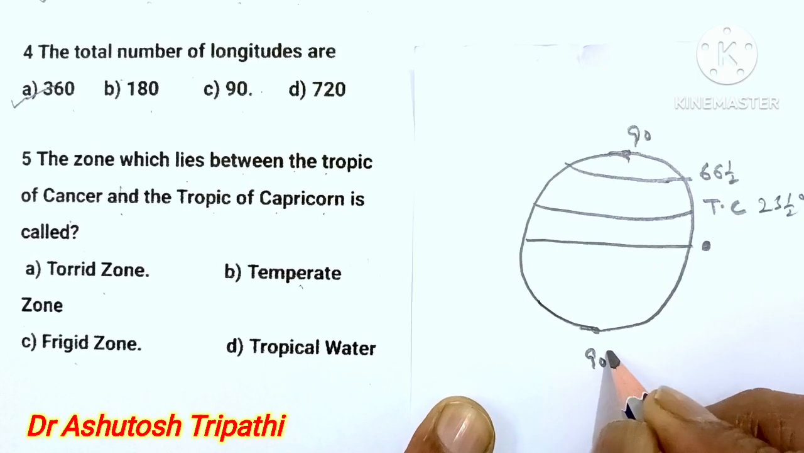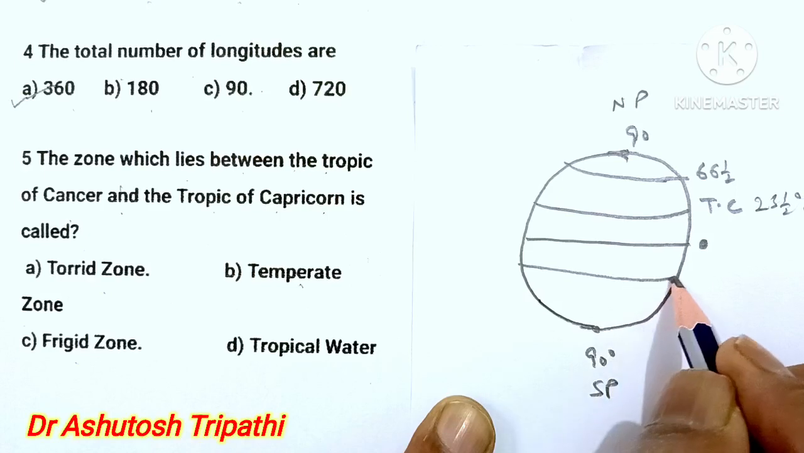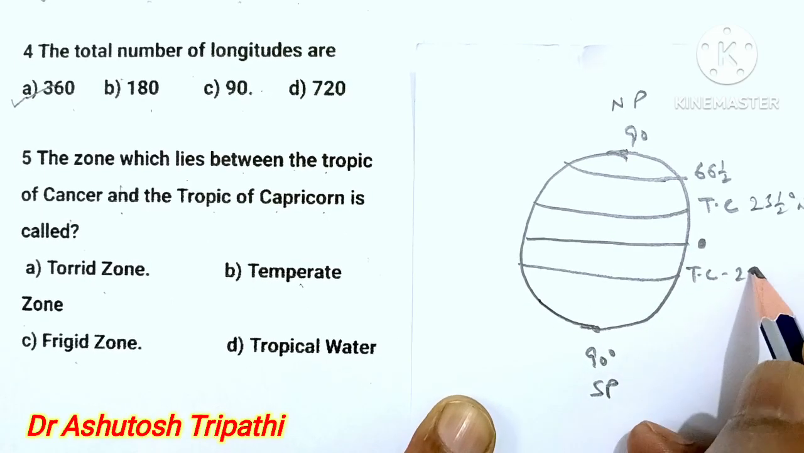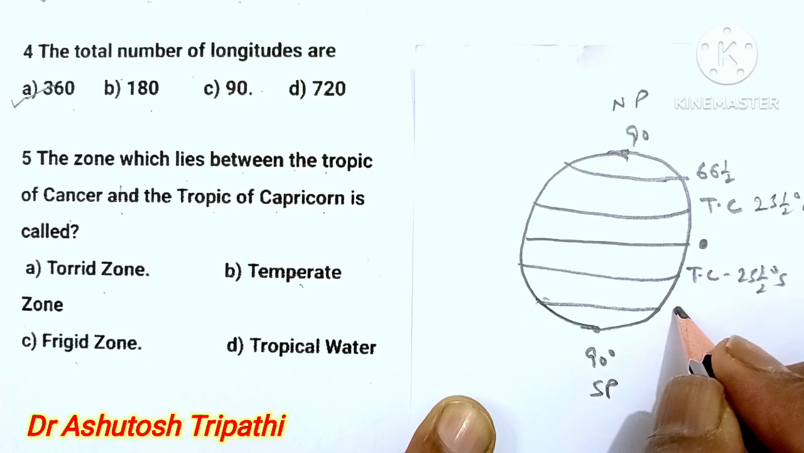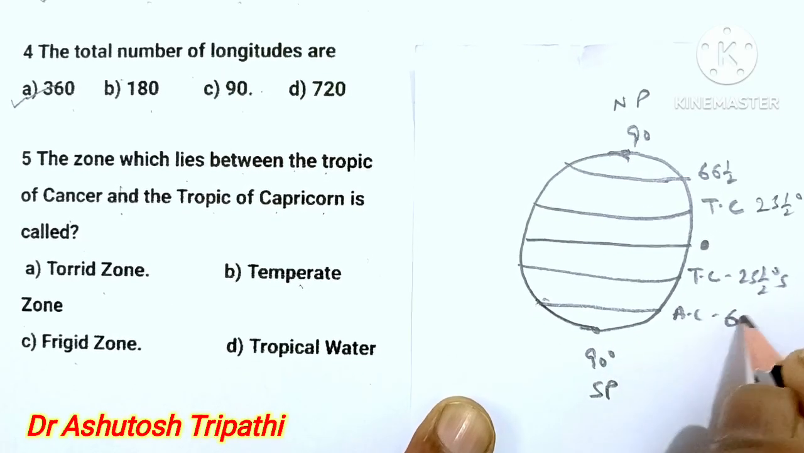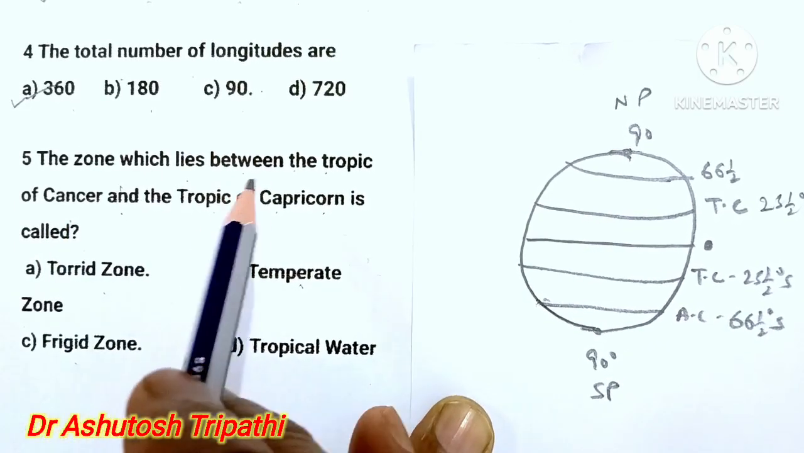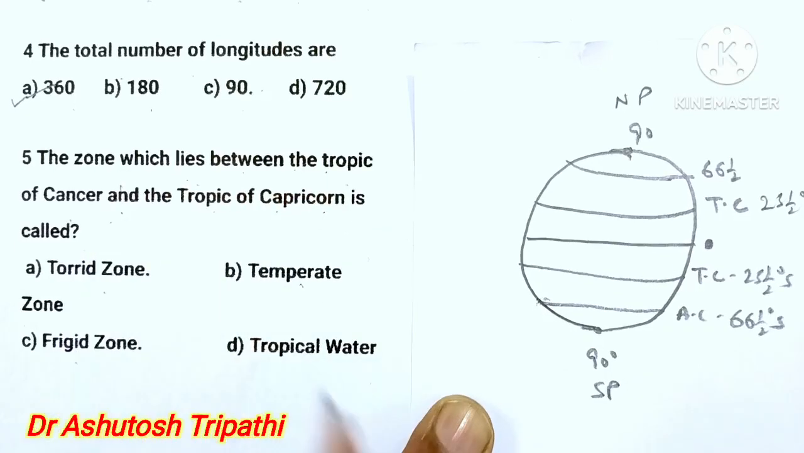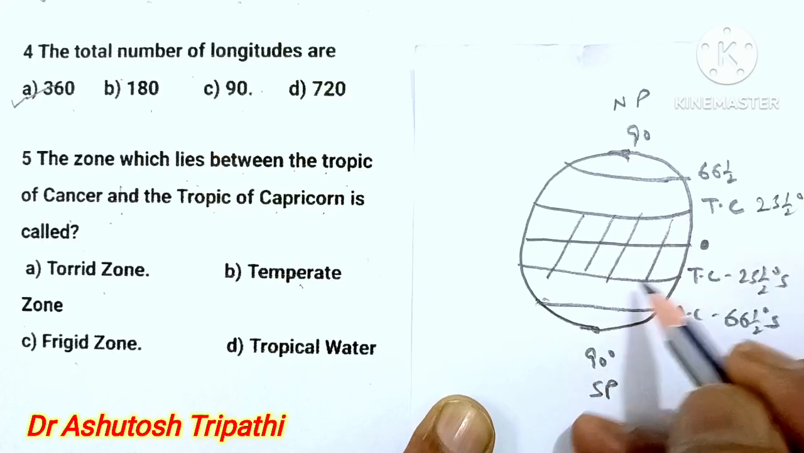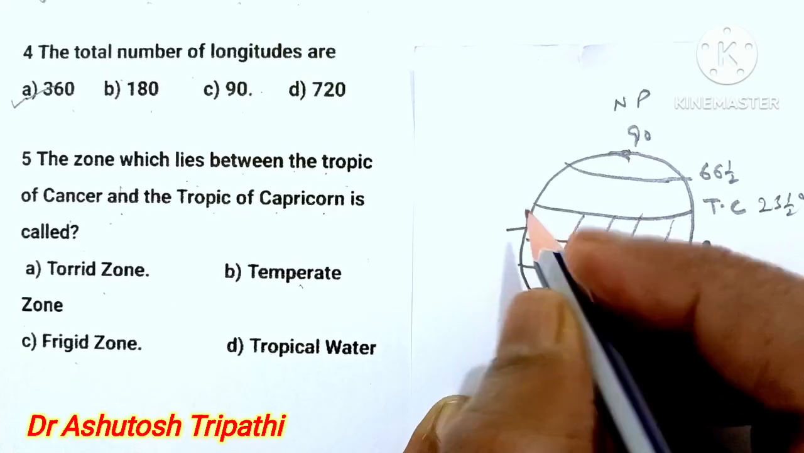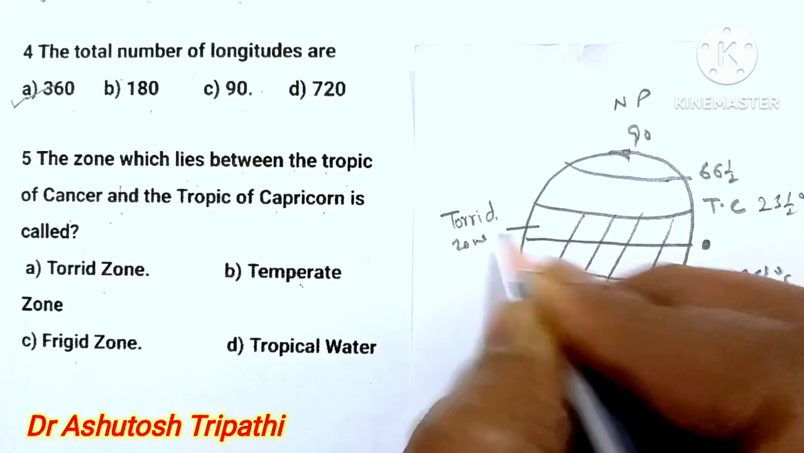This is the South Pole at 90 degrees, and this is the North Pole. The Tropic of Capricorn is at 23.5 degrees south, and the Antarctic Circle at 66 degrees south. Now the question: the area that lies between the Tropic of Cancer, it means this area. This is the Tropic of Cancer and this is the Tropic of Capricorn. The area that lies between them is known as the torrid zone.